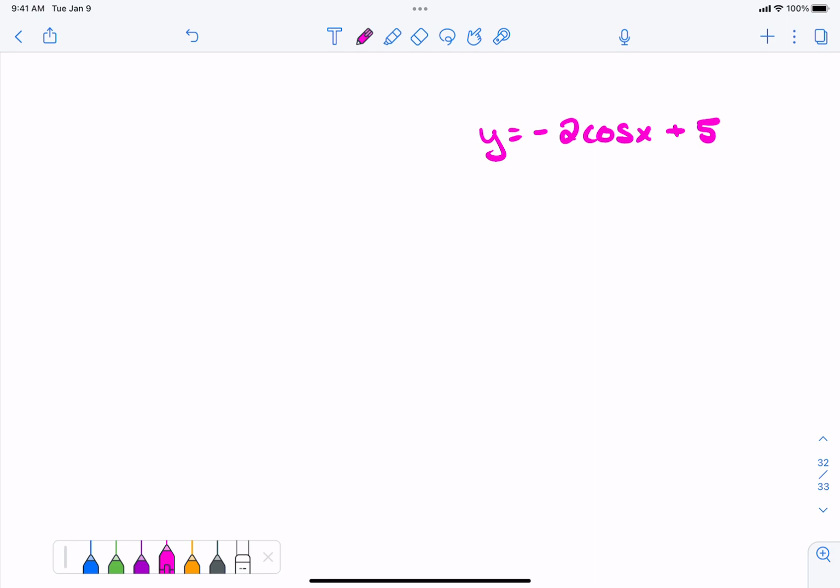Before you graph this thing, just get a picture in your mind. We're starting at 5. What's the highest we're gonna go? 7. What's the lowest we're gonna go? 3. So it should be entirely up above, right? We're starting at 5. We're going up 2. That's 7. Down 2. That's 3, right? 3 to 7. Got it? 3 to 7.